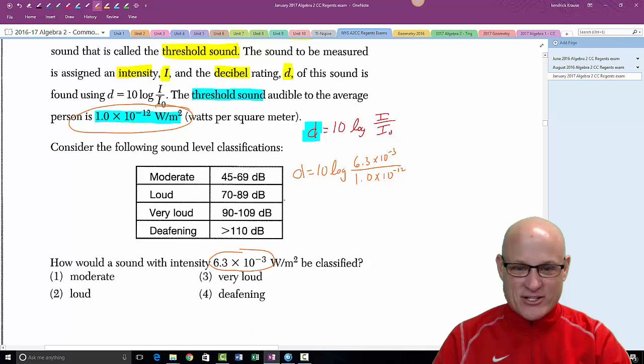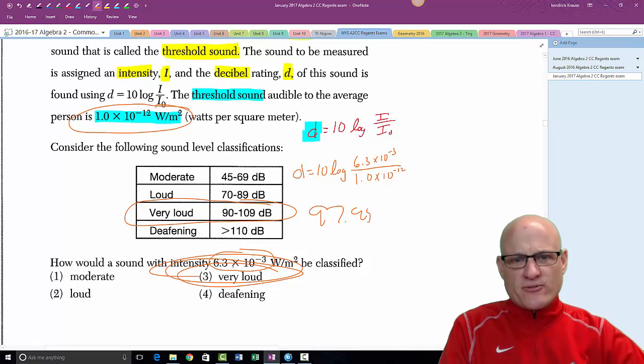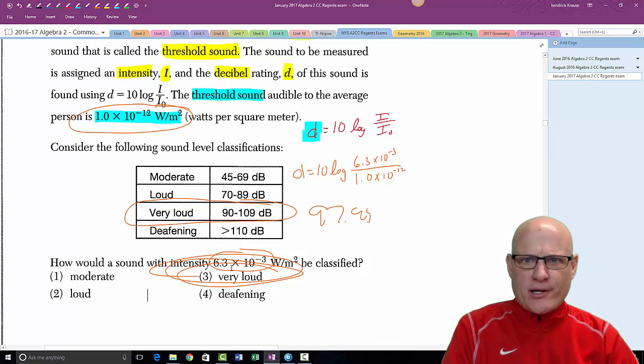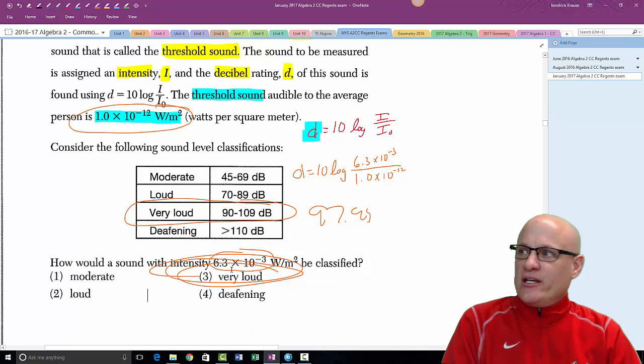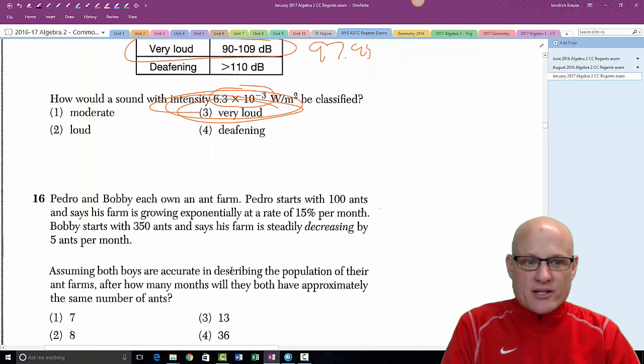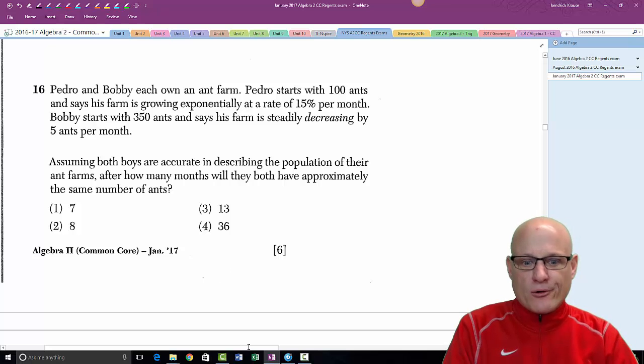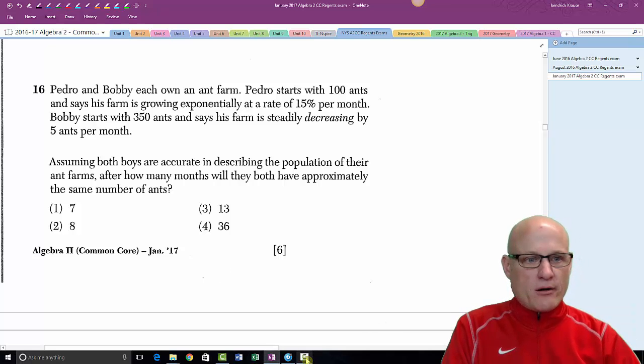97.99. Guess what? That's very loud. Like me. You should have known that was going to be the answer. So, perseverance. Get through some work to plug into your calculator. That's it. Do you have the wherewithal and the work ethic to get through problems that have more words? I hate words. All these words.